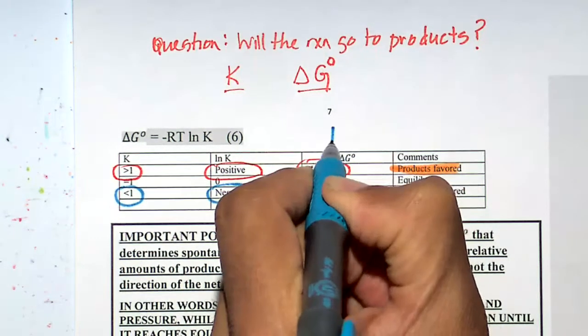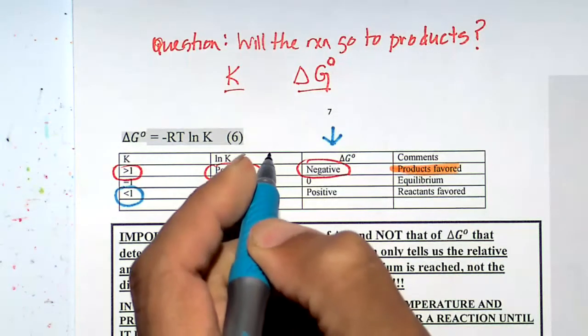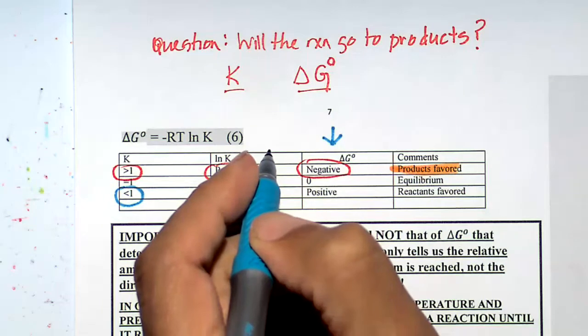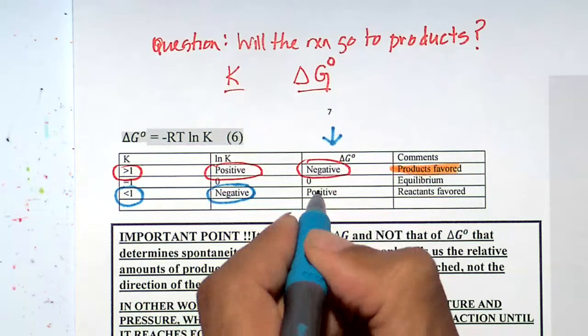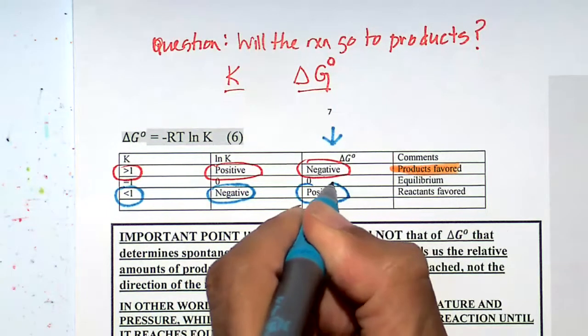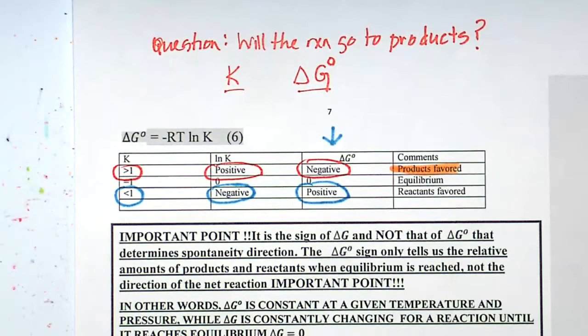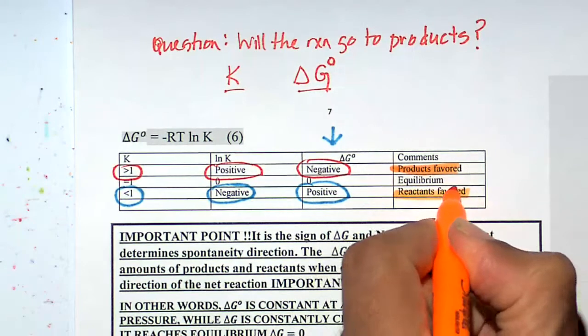And that also means, just by natural log math, your natural log of K will be negative. But most importantly, your delta G will be positive. This is an endergonic reaction, a reaction that's not really moving forward. It's going to stay at the reactant side.